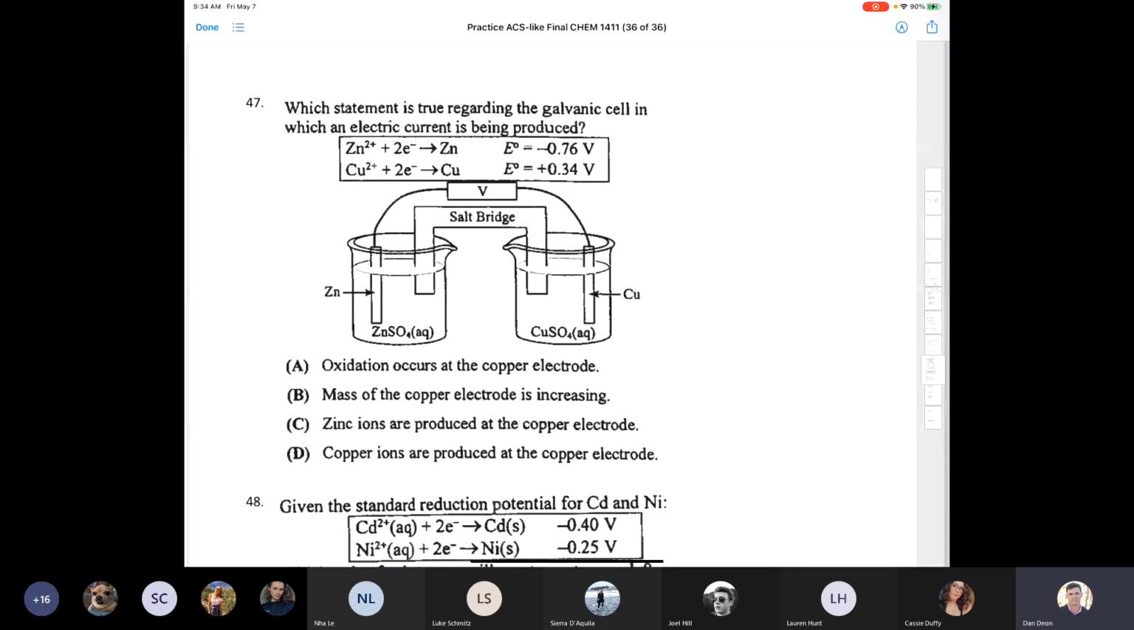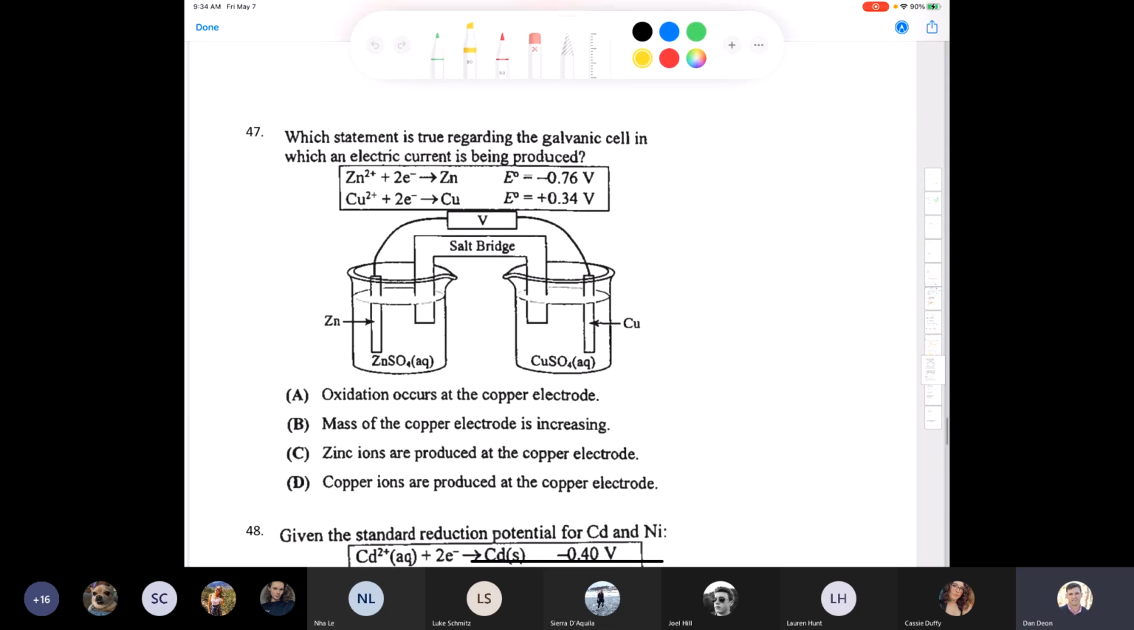Okay, Chemistry 1411, continuing on with our ACS-like final exam review. We left off somewhere around question 47 in our last lecture. We have a galvanic cell here set up. It says, which statement is true regarding the galvanic cell in which an electric current is being produced?